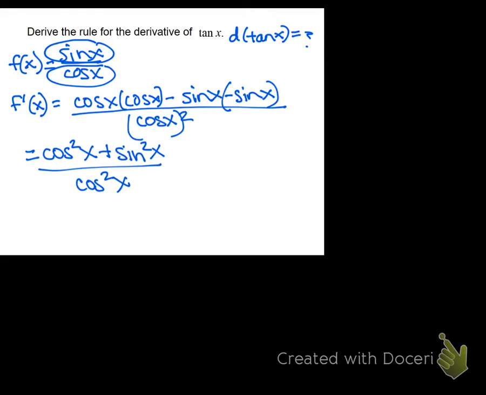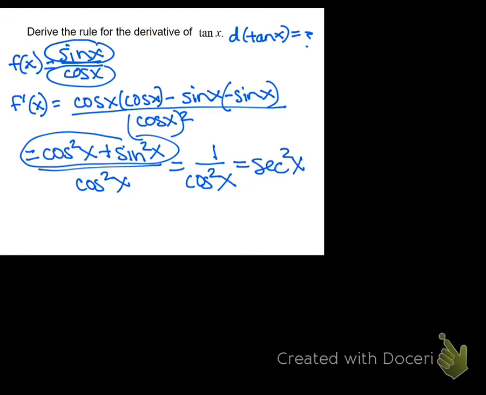Now, do you have any bells and whistles going off? Ignore the bottom for a minute. Look just at the top. What's the one Pythagorean identity that anybody ever remembers? Sine squared plus cosine squared is the same as 1. So all this numerator turns into a big fat 1, and the denominator is still cosine squared. By definition, 1 over cosine is the same as secant, so 1 over cosine squared is the same as secant squared. So the derivative of tangent is secant squared.